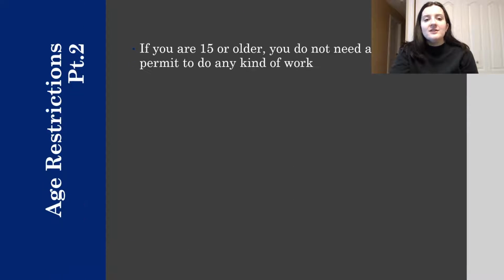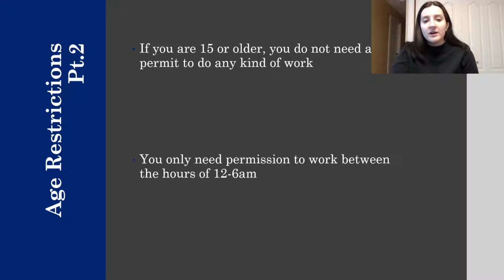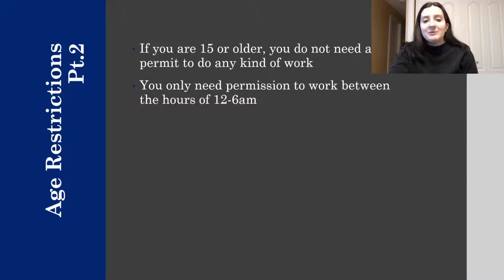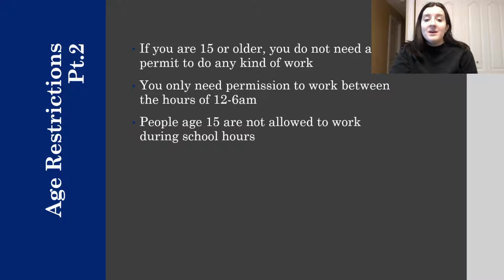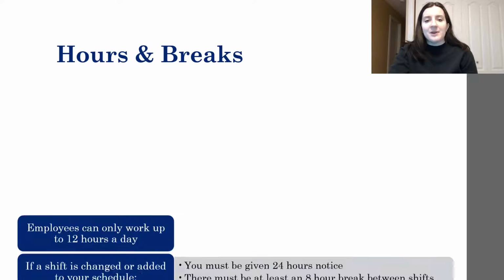Next, in age restrictions, if you are 15 or older, you do not need a permit to do any kind of work. You only need permission to work between the hours of midnight to 6 a.m. If you are age 15, you are not allowed to work during school hours, but if you're older, that rule changes. Next, let's talk about hours and breaks.